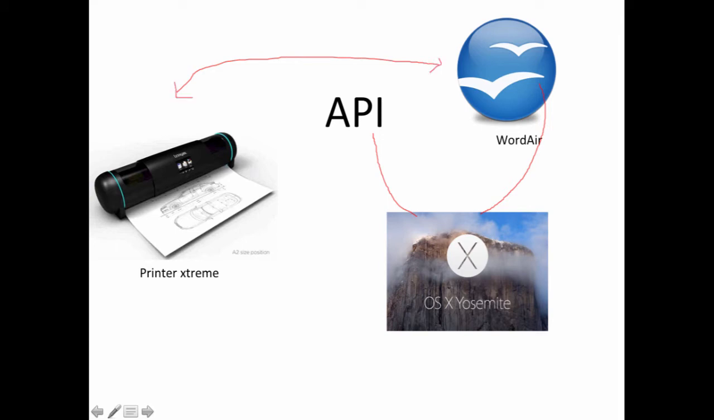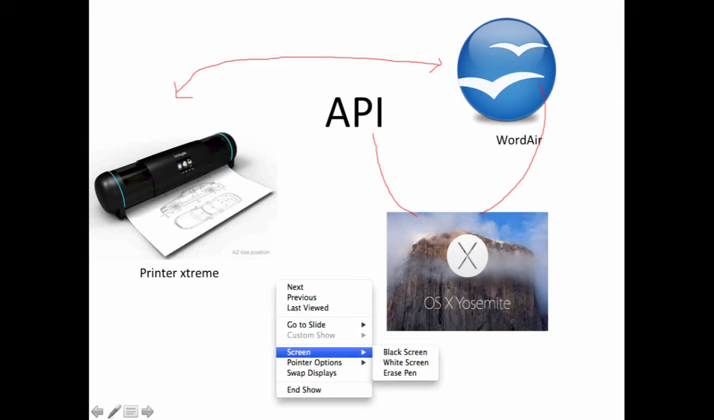Now, what's the advantage of all of that? Well, it means that the printer does not need to know the source code for WordAir. It doesn't need to know how WordAir works. Similarly, WordAir does not need to know the intricate details of how the printer actually works, because the application programming interface is able to do all the hard work.